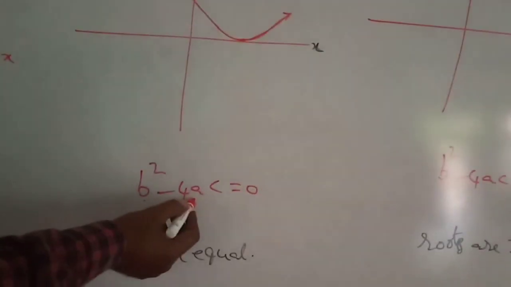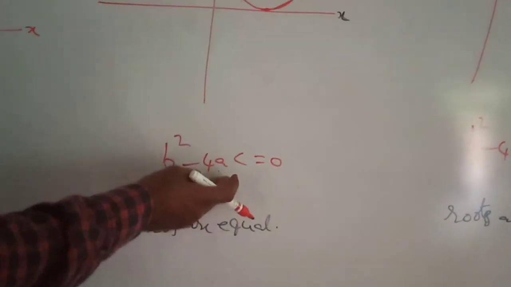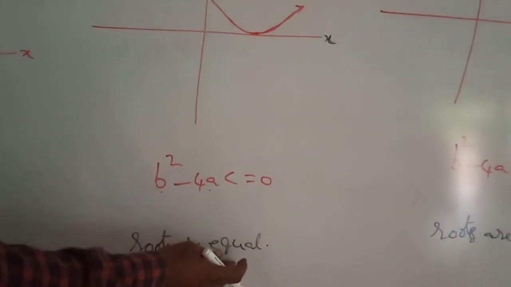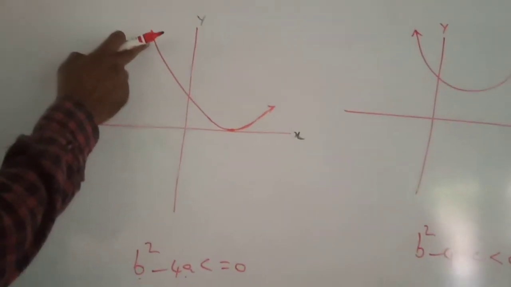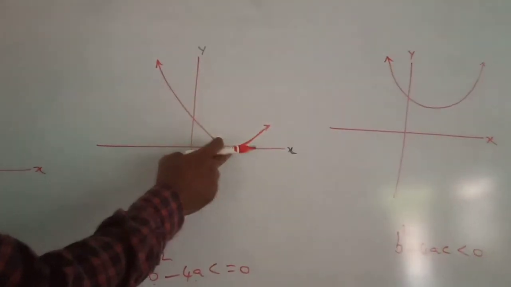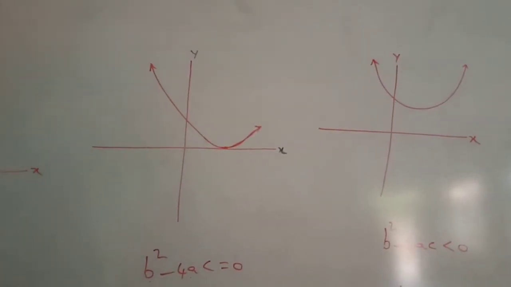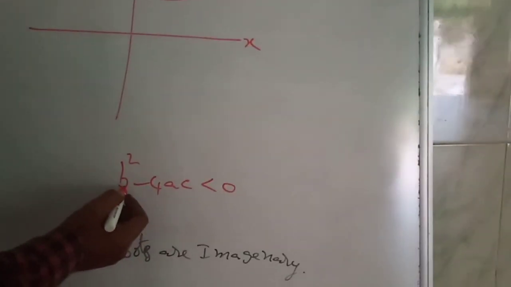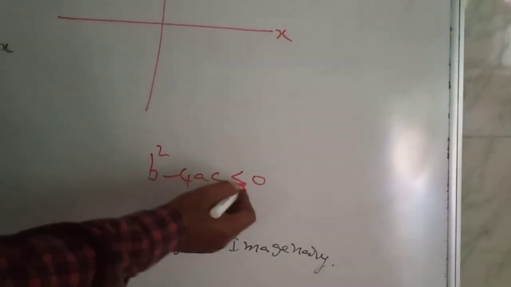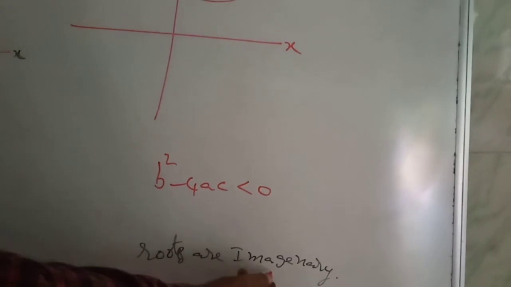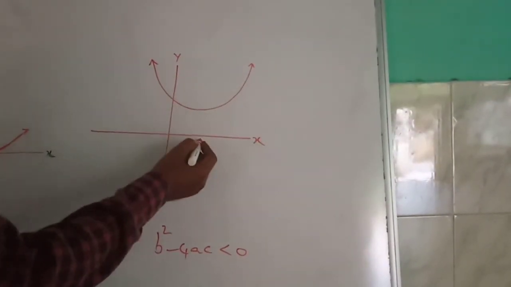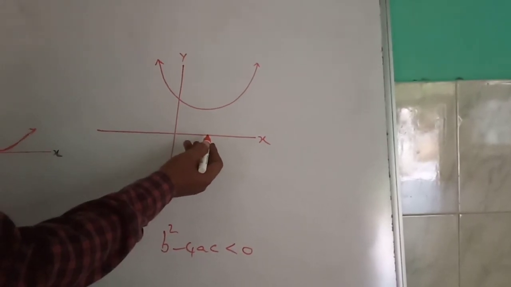b square minus 4ac is the discriminant of the quadratic equation. If it equals 0, the roots are real and equal, and the parabola meets the x-axis at only 1 point. If the discriminant b square minus 4ac is less than 0, the roots are imaginary, and the parabola does not meet the x-axis. So there are no real roots.